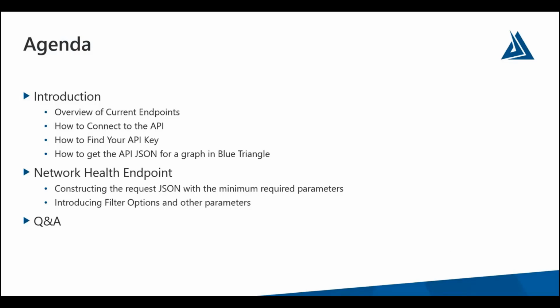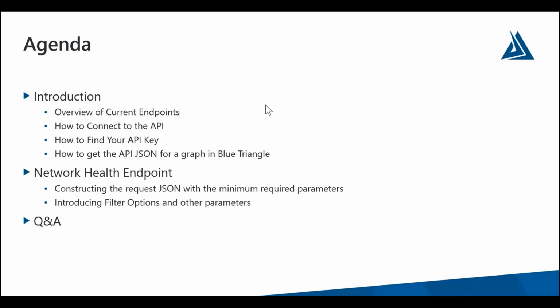As far as the agenda today, we're going to start with an introduction to the API, and that's going to involve a quick overview of the current API endpoints. We'll get into how to connect to the API, how to find your API key, and probably one of the most important parts of this training today is how to get the API request JSON for any graph in Blue Triangle. So stay tuned for that.